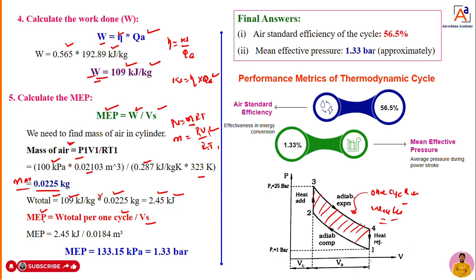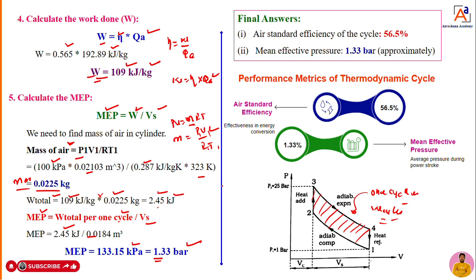Then what is mean effective pressure now? So mean effective pressure is equal to work done per one cycle divided by Vs. Work done per cycle is 2.45 kilojoules divided by Vs, value already calculated, 0.0 something. You substitute it, you will get it in terms of kilopascal. Then times 10 to the power of 5. Then you will get mean effective pressure as 1.33 bar.